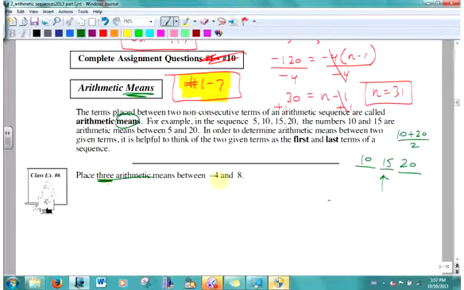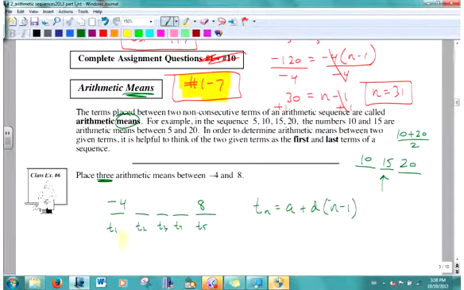I want 3 means between -4 and 8. Okay? So this is a sequence. That's what they're saying when we want 3 means between these two numbers. What are these 3 numbers? Well, what do I know? This is T1, that's T2, that's T3, that's T4, that's T5. Here's my formula. Let's put the D in front.